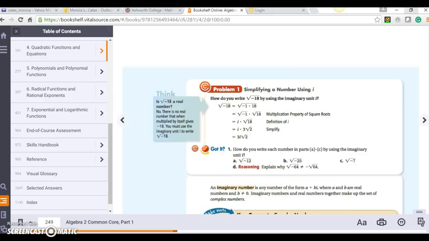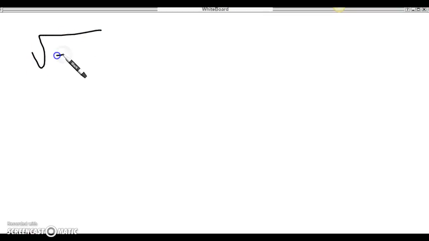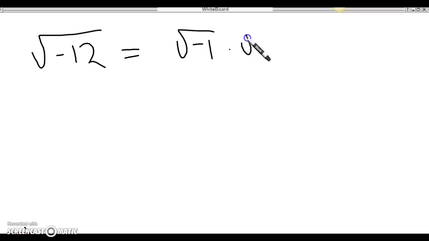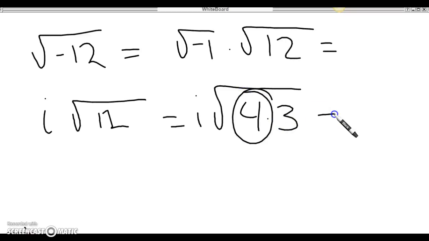So let's do the square root of negative 12. So the square root of negative 12. Again, I'm going to take out that negative 1. So the square root of negative 1 times the square root of 12. And I'm going to break down that square root of 12. So I get i times the square root of 12. And so i times the square root of 4 times 3 equals 12. I can take the square root of 4, it's 2, so I get 2i, and I'll leave that square root of 3 under there.